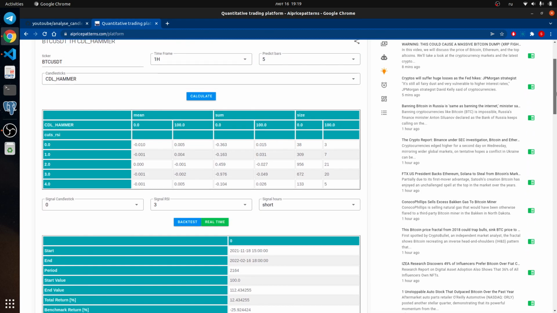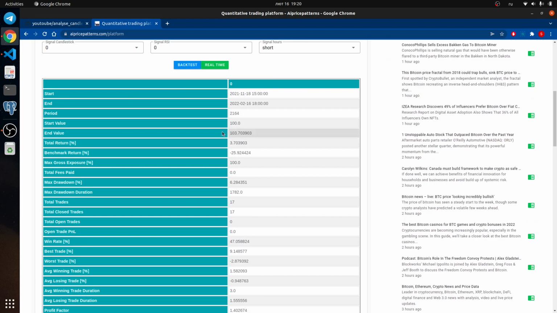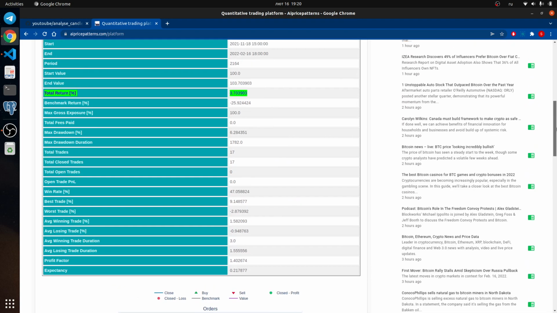And let's do some other research of this candle hammer. What happened with price? Okay, for example, let's take 0, because we also have a big negative value, in percentage, I mean. Okay, let's do a backtest. Okay, so total return 3%. Okay, it's interesting.